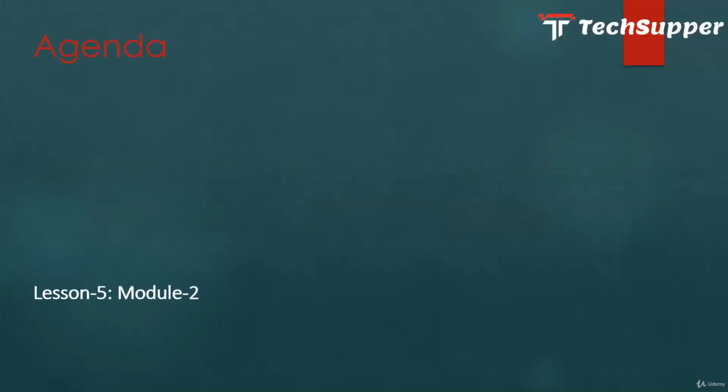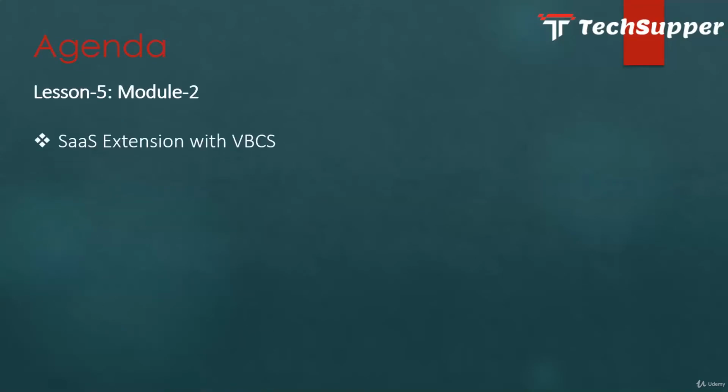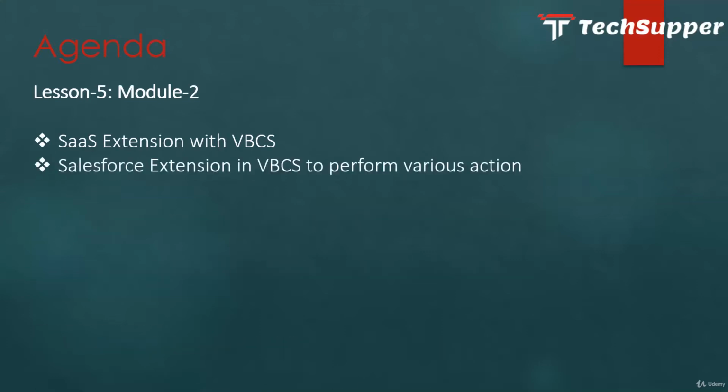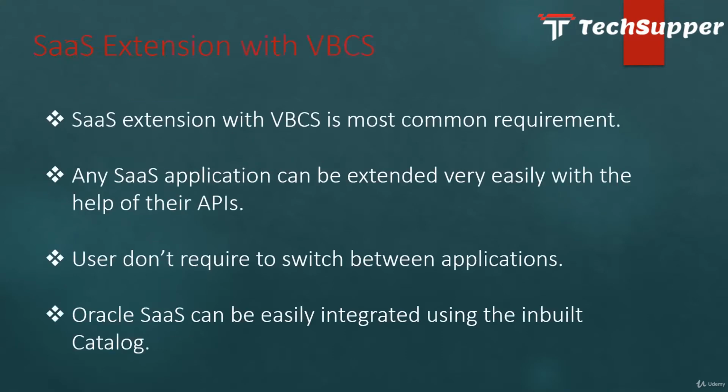So today in this video, we are going to look at another important concept of VBCS, which is SaaS extension with VBCS. VBCS is basically meant for SaaS extensions only. So if you have a requirement to create extensions of a SaaS application, you can leverage a VBCS application to create the same. Here we will also see how to create a Salesforce extension in VBCS to perform various actions for opportunity data. And before I start my demo, I will show you what all prerequisites you should have in place before we start this demo.